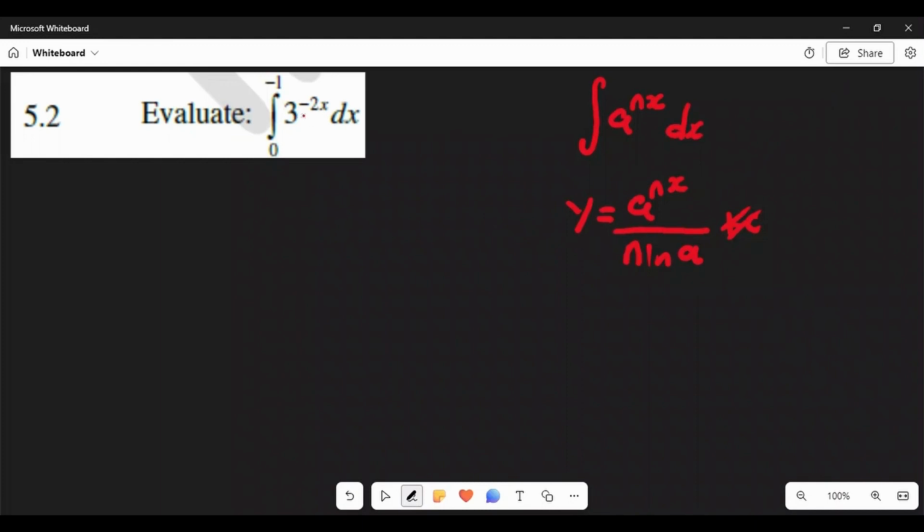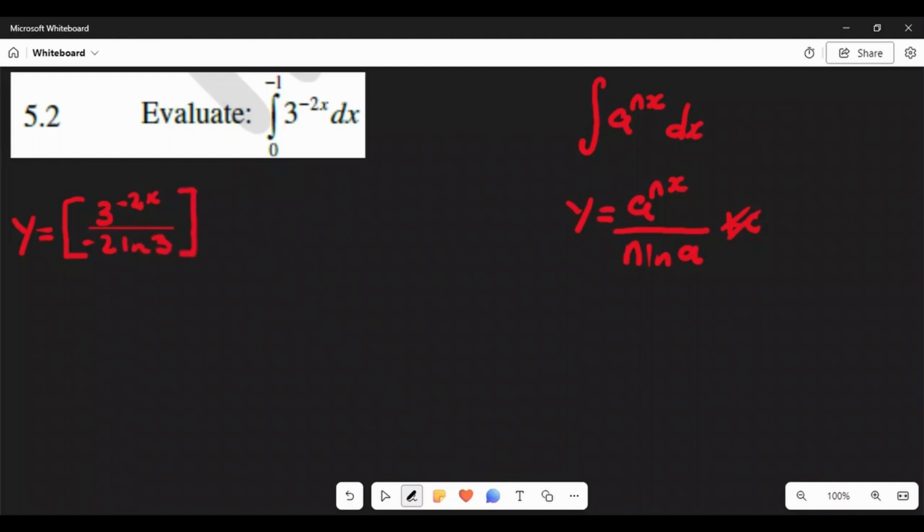So let's integrate this problem here. We're going to equate this. Remember guys, when you integrate, the sigma falls out and the dx, do not forget that, guys. Since we are dealing with definite integral, we just put the bracket there. So let's do it. You're going to rewrite this 3 to the power of negative 2x on the numerator, and then on the denominator we have n, which is going to be negative 2, and then we say natural log, and then what is our a, which is going to be our base, which is 3 here.